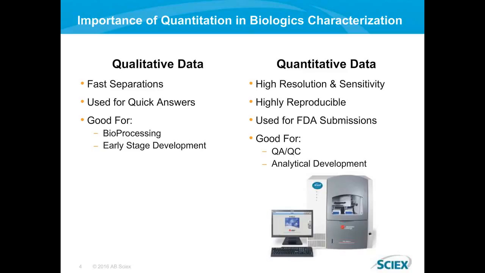The reason for that is that these are often used for FDA submissions closer to launching a product, or even just later in the development cycle, so that you can really have confidence in the results that you're getting. Now, we mentioned that fast separations normally falls into that qualitative bucket, and that's the theme of today's talk, is fast separations. But what we've done is actually optimized our methods to stay within this quantitative data set.